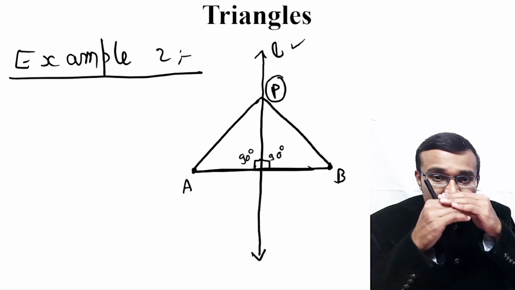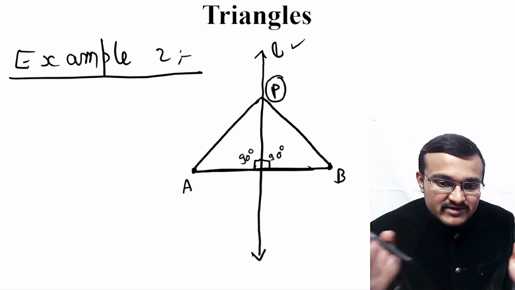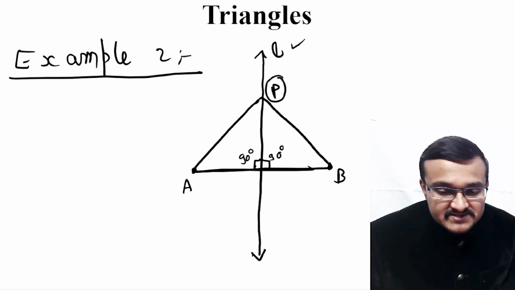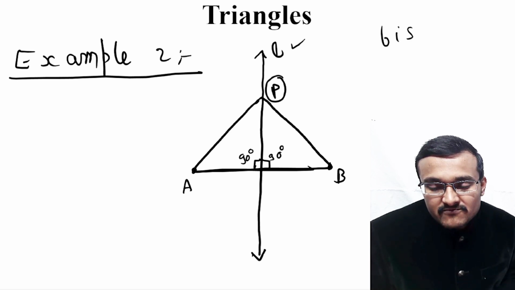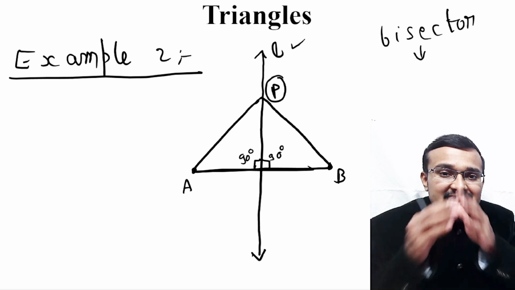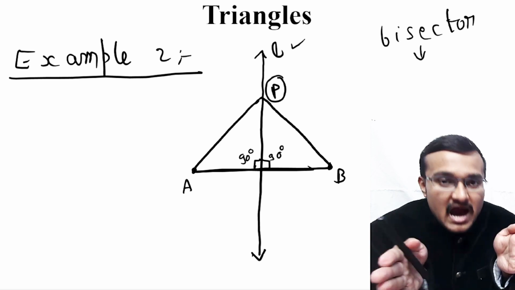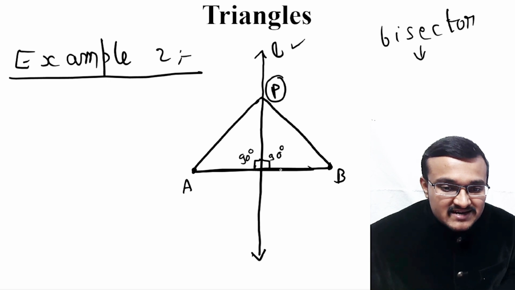So here L is perpendicularly bisecting AB. That means it is exactly dividing AB into two halves. Whenever I use the word bisector, bisector means it exactly divides a particular object into two halves. So here AB is a straight line.